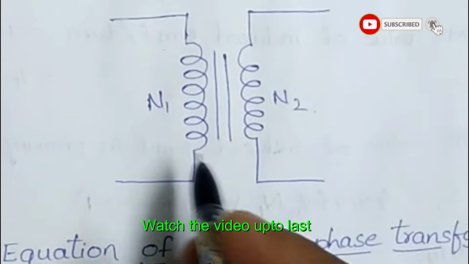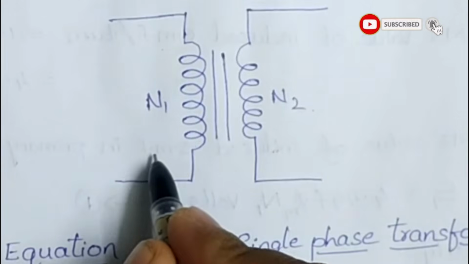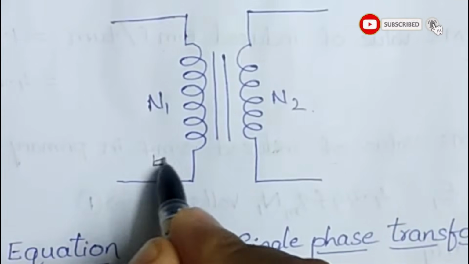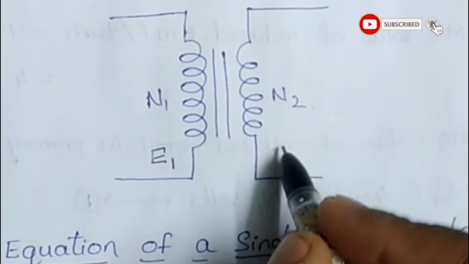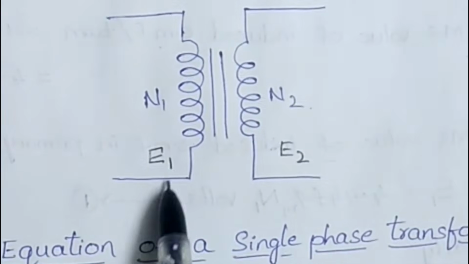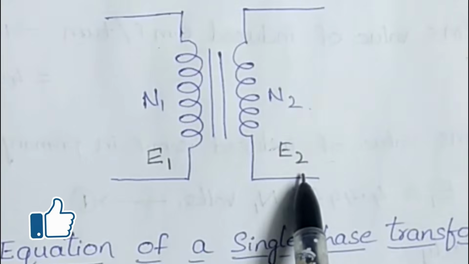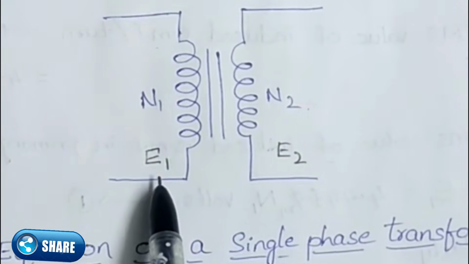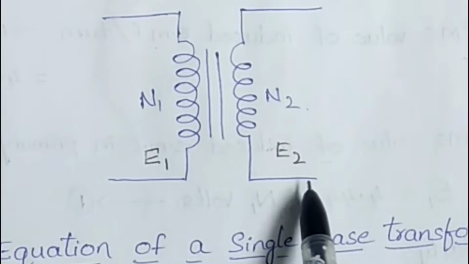The EMF induced in the primary winding is called the primary induced EMF, denoted as E1. The EMF induced in the secondary winding is called the secondary induced EMF, denoted as E2. So let us derive the equations of induced EMF in the primary winding E1 and induced EMF in the secondary winding E2.